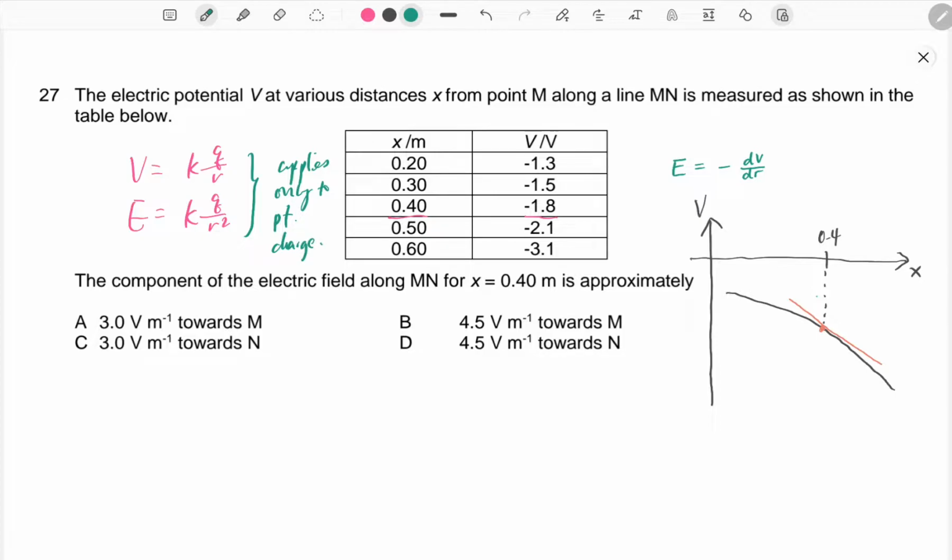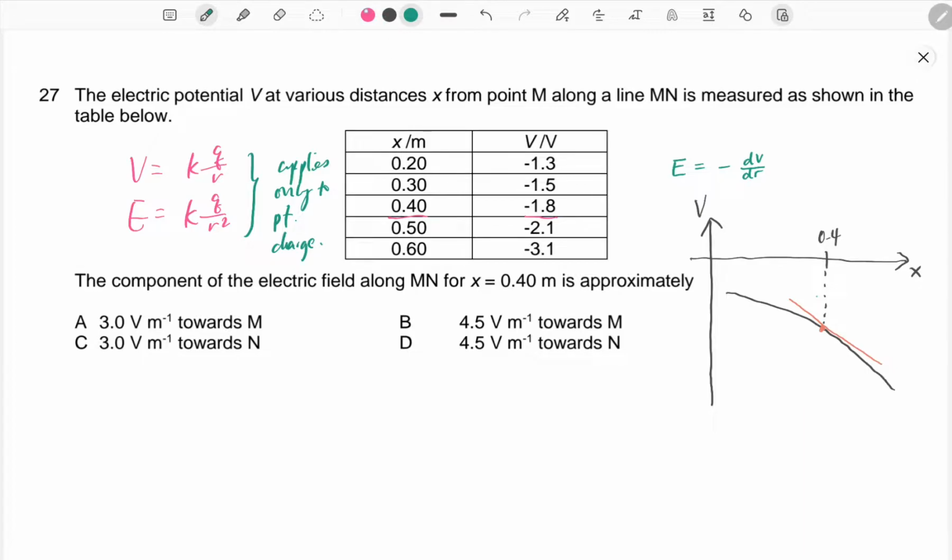Now, this region of space has this nonlinear variation of V against X. So the correct way is actually to use the formula E equals minus dV/dr. However, we can't plot out this graph. We wouldn't know what is the exact gradient to the graph at point 0.4.